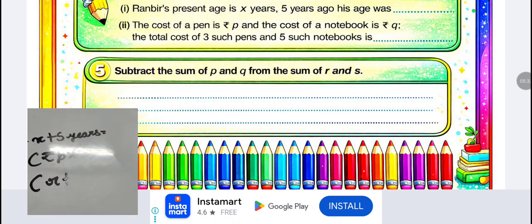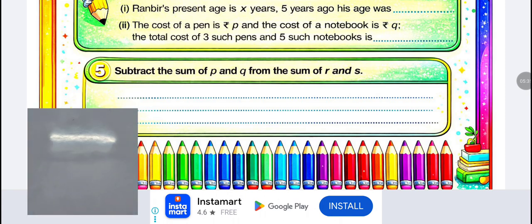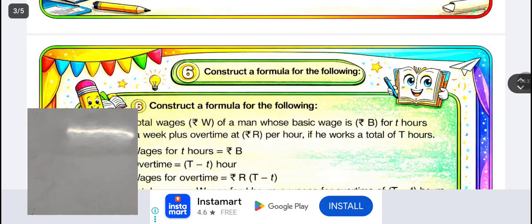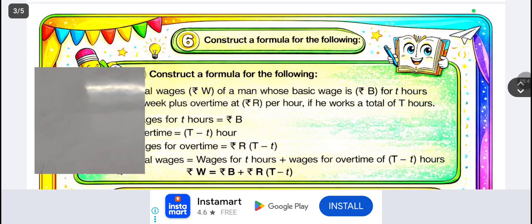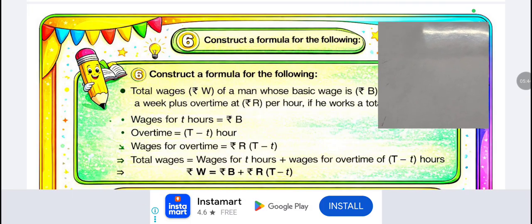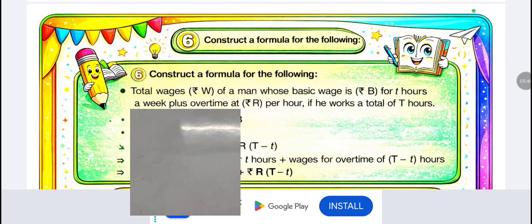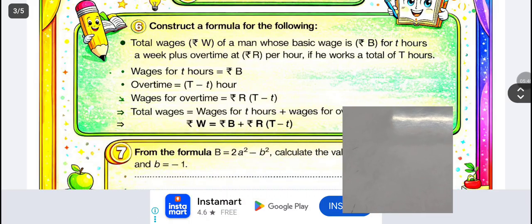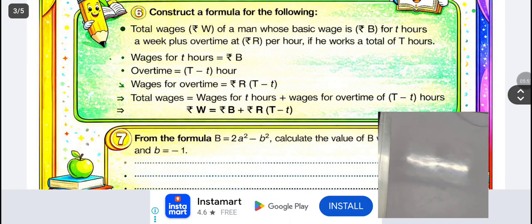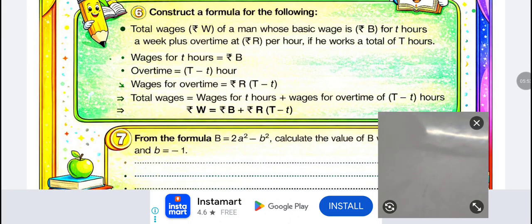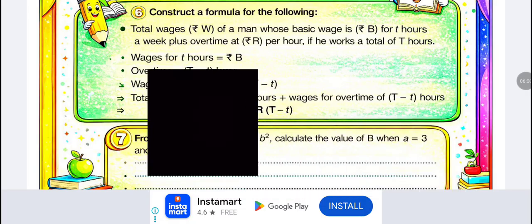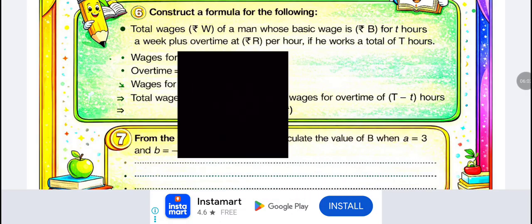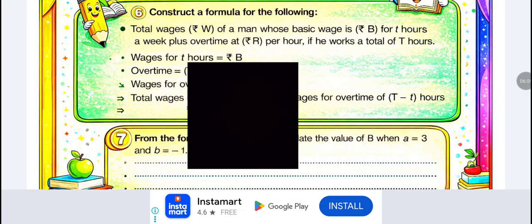Now we will do the sixth and seventh. I think there is an answer. In this question, I have written the answer. So we don't know either of them, so I will black out the screen. Now, don't see the answer. I will not tell you. Now let's begin.